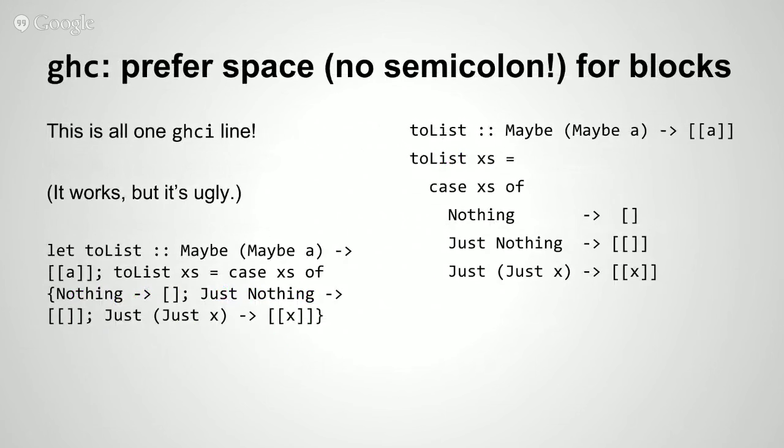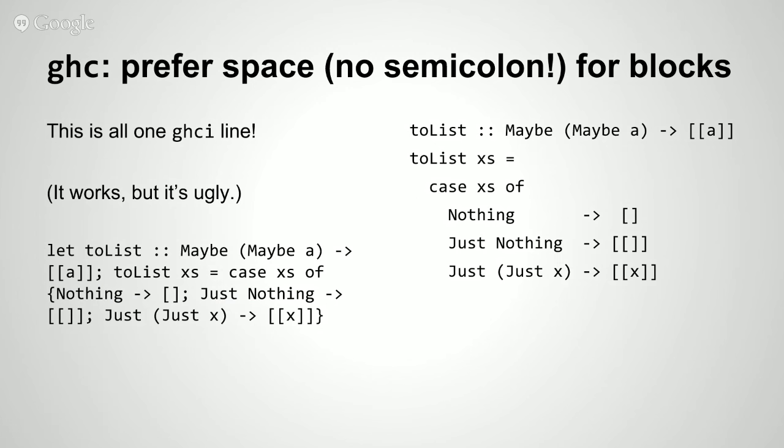In general, you should prefer spacing for blocks and have each entity of a block be on one line rather than separating with a semicolon. As you can see, the one on the left is one GHC line, and it works. It's exactly the same thing semantically as the one on the right, but the one on the right is readable, and the one on the left is a giant headache.